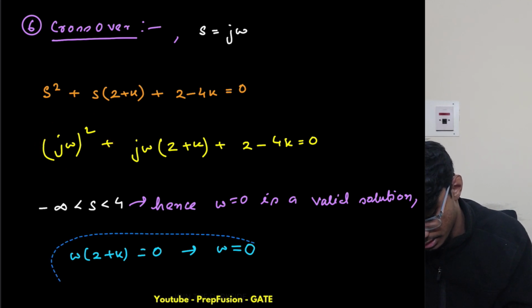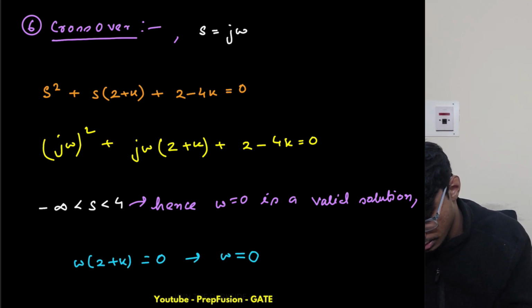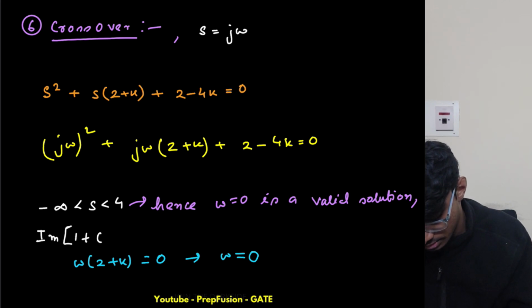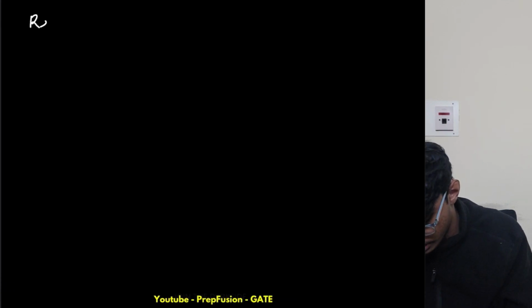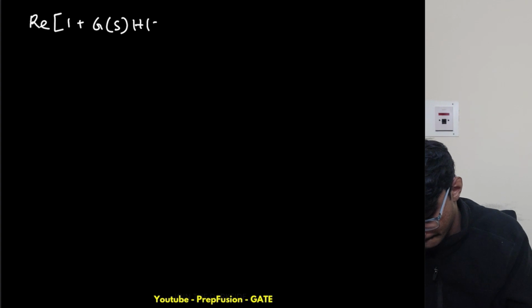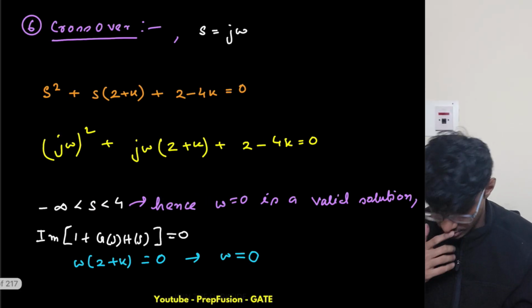So here I should write the imaginary part of 1 plus G(s) H(s) equals 0. Now I will equate the real part, right? Real of 1 plus G(s) H(s) equals 0. So my real of 1 plus G(s) H(s) equals 0.